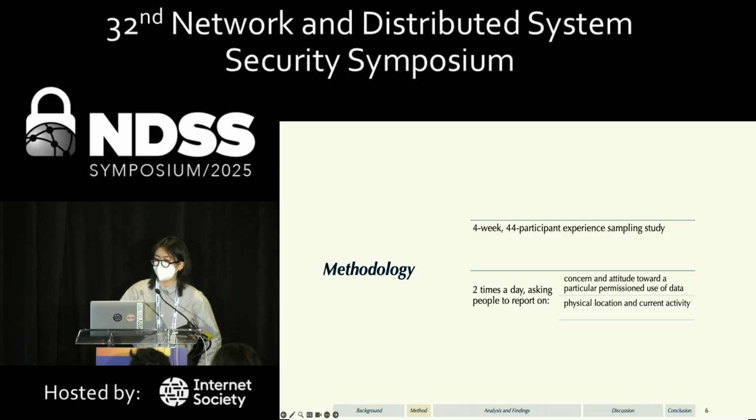We conducted a 4-week-long experience sampling study with 44 people who use an Android device as their primary phone. And over the month, we asked our participants about their affective response to the use of a randomly selected permissioned use of data by a specific app that they had installed. And these responses include both a numerical concern score that they gave us and also a specific emotional affect that they chose. And then we also asked participants to self-report their general physical location and what they were currently doing.